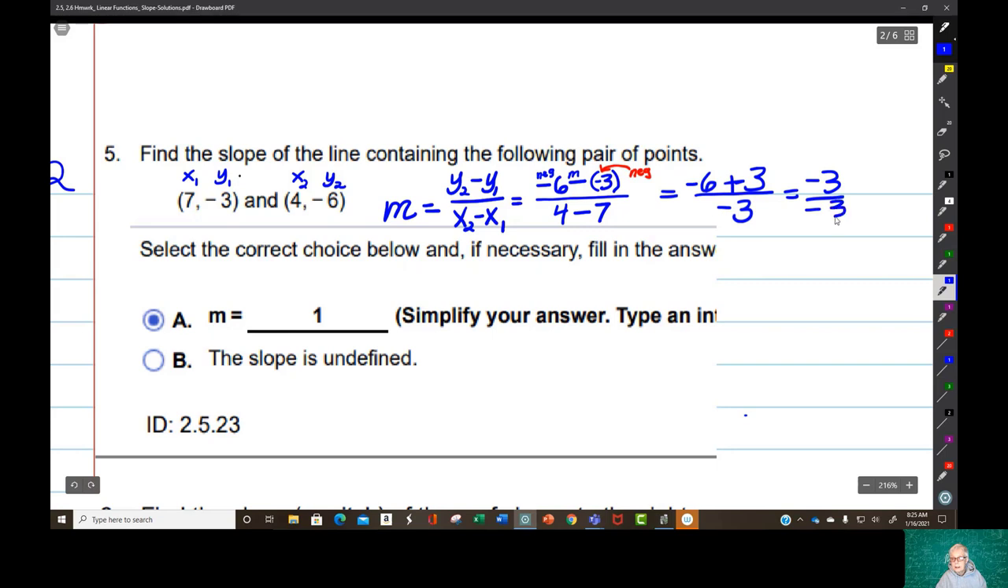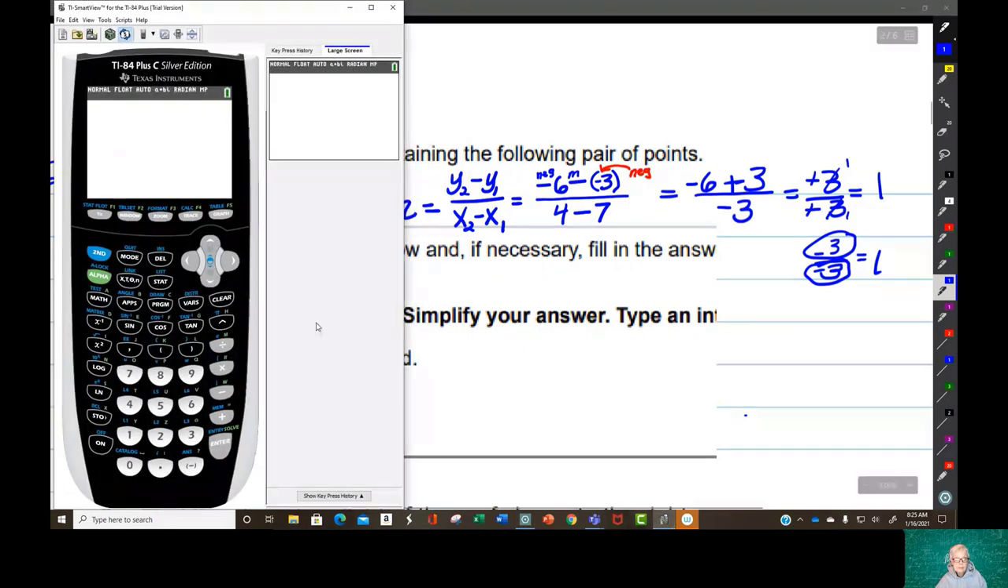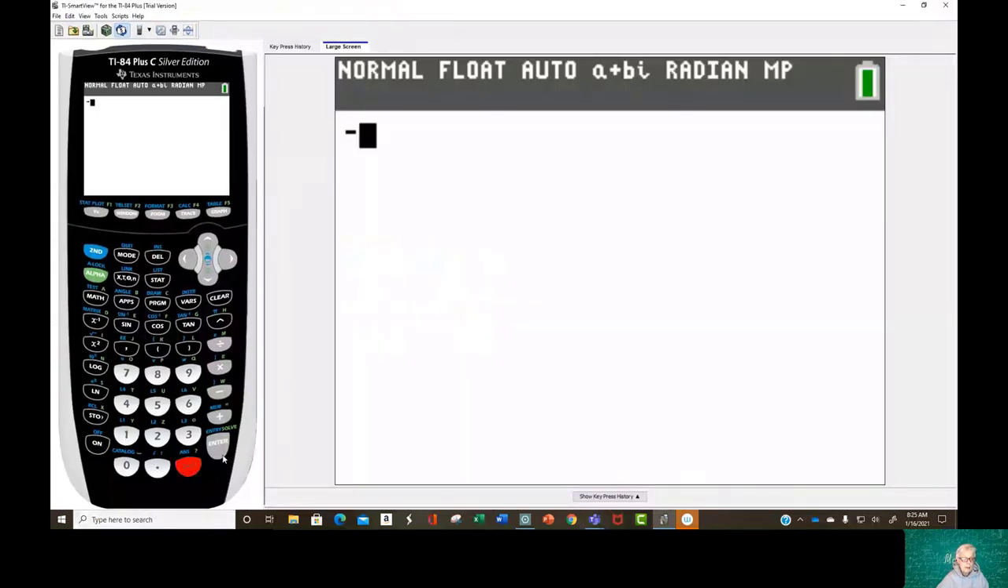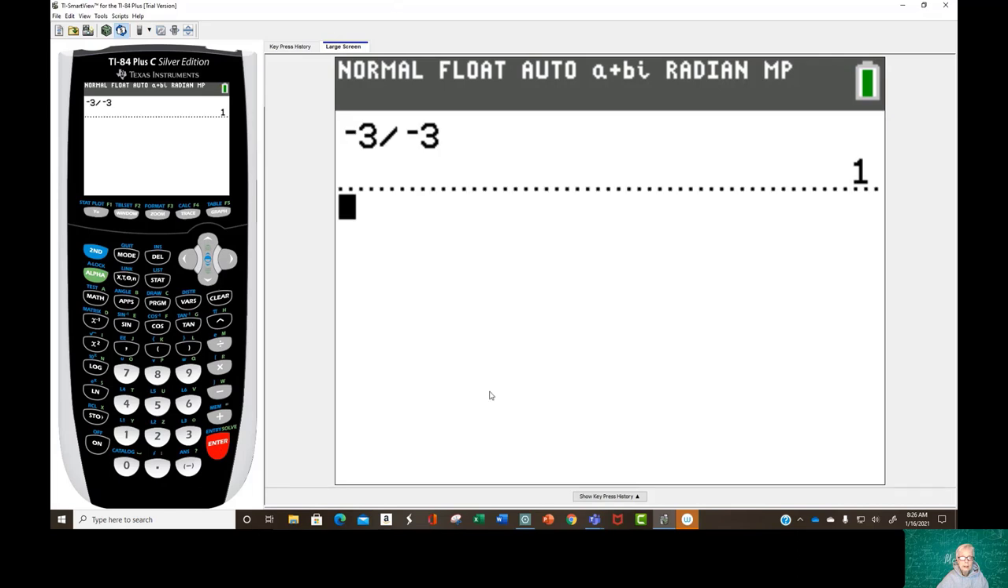Over negative 3, the negatives cancel, and the threes cancel, leaving you with, don't put zero, because canceling really means you get one. Three goes into three one time. This is a one, positive one. Or you could view it as negative three over negative three. Any number divided by itself is one. Or if you're unsure, put it in your calculator. Negative sign three divided by negative sign three, enter, is positive one.